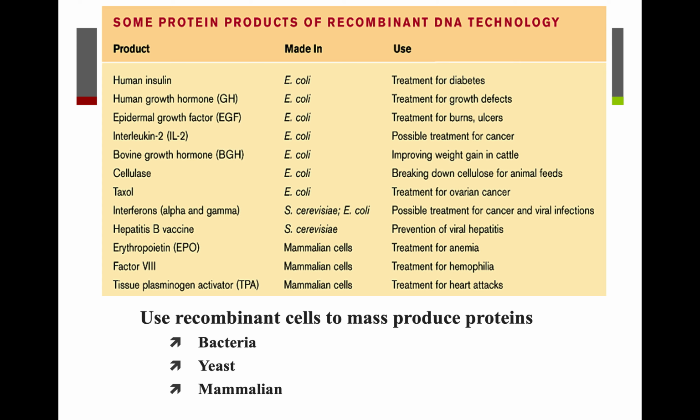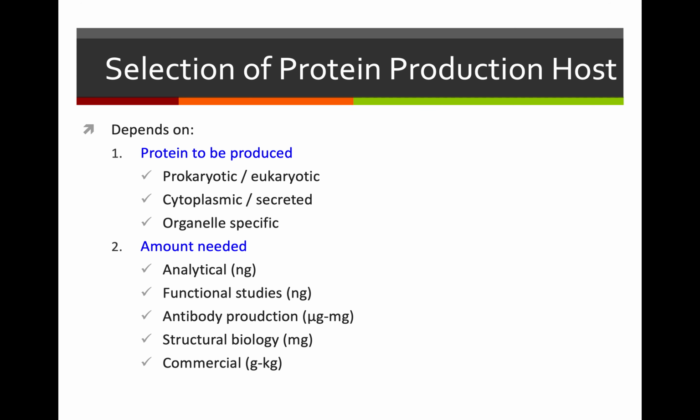And I think somewhere along these slides, towards the end of the second video, we will have a look at the differences and the pros and cons of using these three in comparison as an expression vector. So selection of the protein production host is actually very crucial. It would depend on about 4 to 5 factors. The first is the protein to be produced, so whether the protein comes from prokaryote or eukaryote, because it does matter.